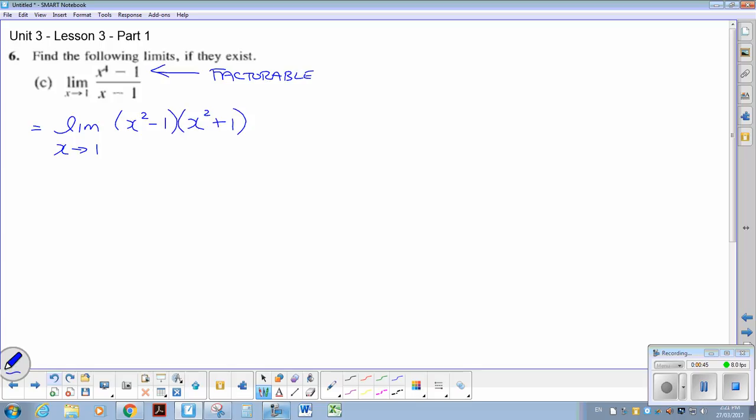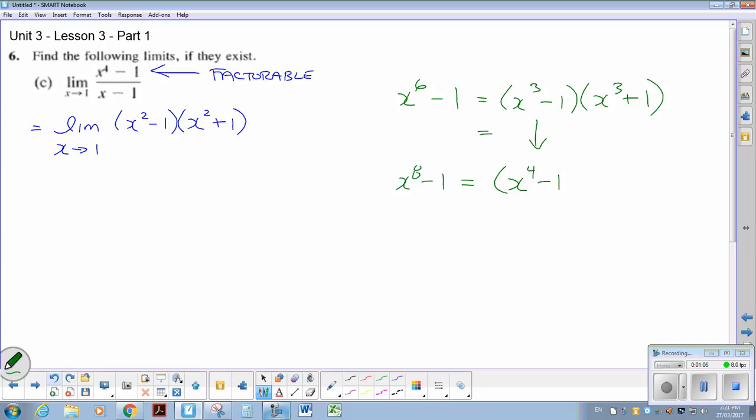So as a side note, anytime you have an even exponent, so if I had x to the 6th minus 1, that would factor to x cubed minus 1, x cubed plus 1. And those would be the sums and differences of cubes, so they could be factored even further. All right, if you have x to the 8th minus 1, you'd have x to the 4th minus 1, x to the 4th plus 1, and then this one would be factored even further.